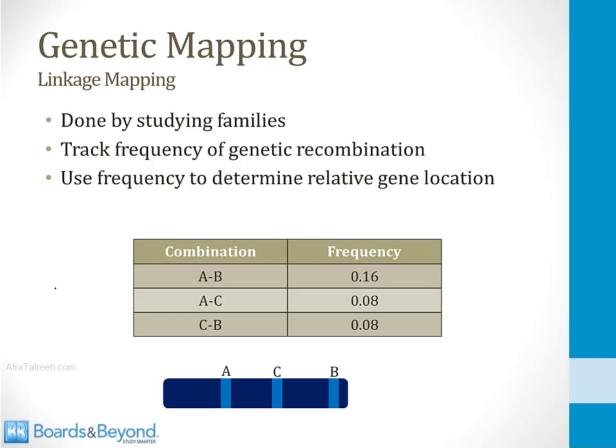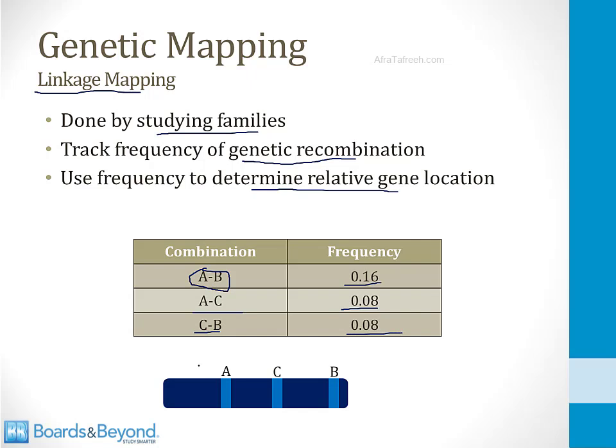So now we've gone through all the concepts that we need to understand in order to discuss genetic mapping, which is also called linkage mapping. This is done by studying large families and tracking the frequency of genetic recombination and using that frequency to determine relative gene locations. So for example, let's suppose we have 3 genes, A, B, and C. Let's suppose that the frequency of recombination of A and B is 16% in a particular family. Recombination of A and C is 0.08 or 8%, and recombination of C and B is also 0.08 or 8%.